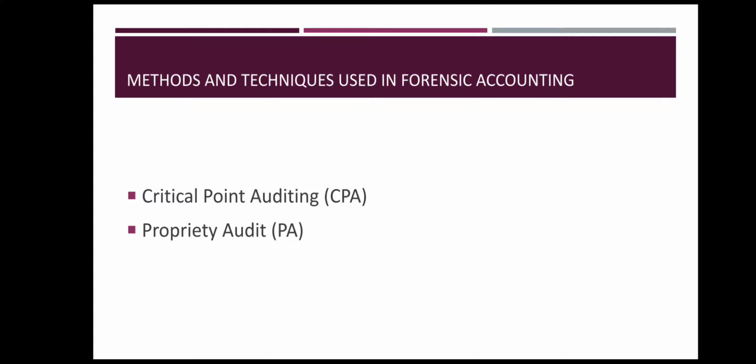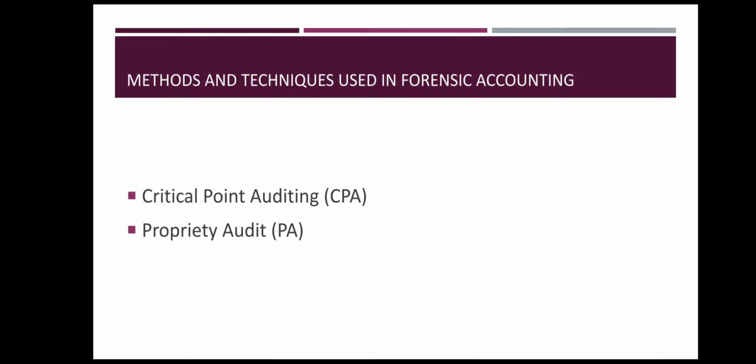You might have seen shows like CID and all. In that, how they try to find out where the fraud is. Similarly, a forensic accountant under this method tries to find out critical areas where fraud might have happened and then tries to bring it to notice, so that a solution can be found to the legal dispute which is there on an organization. So that is done under critical point auditing.